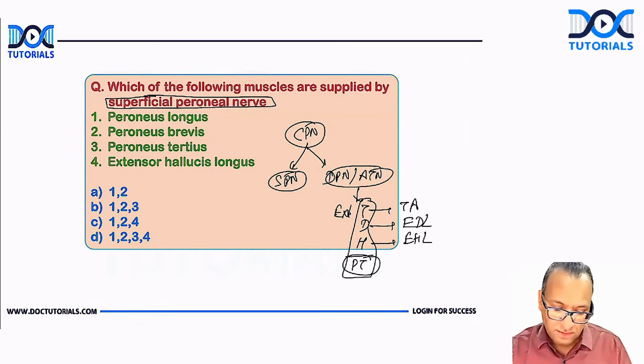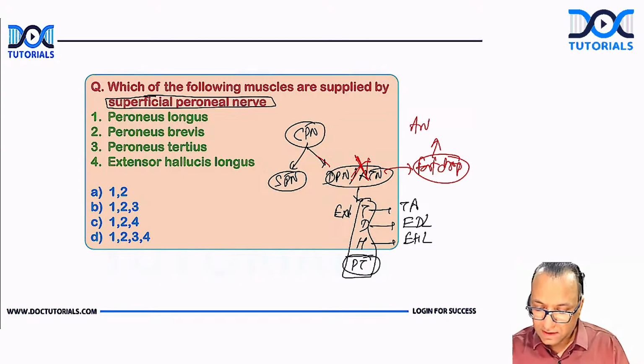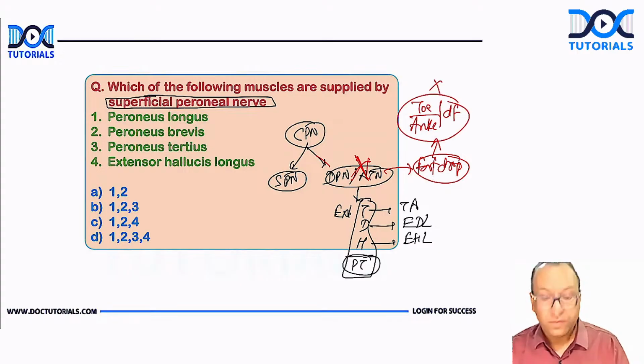If you damage this nerve, then there will be foot drop. The patient will have foot drop, cannot do dorsiflexion at the ankle. Ankle and toe dorsiflexion is gone. They'll walk with the high steppage gait. High steppage gait, they have to clear the foot from the ground. So walking with high steppage gait. Already these are all questions.